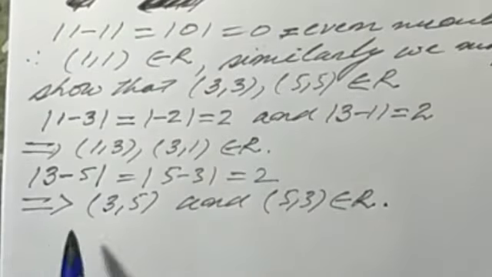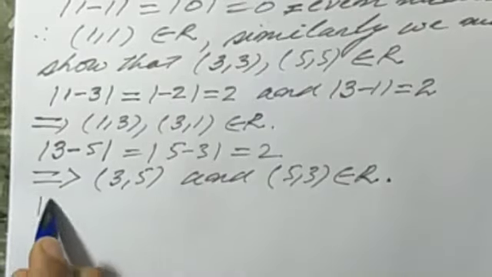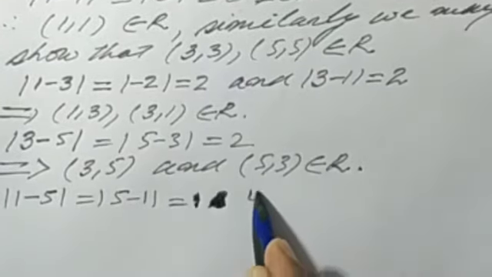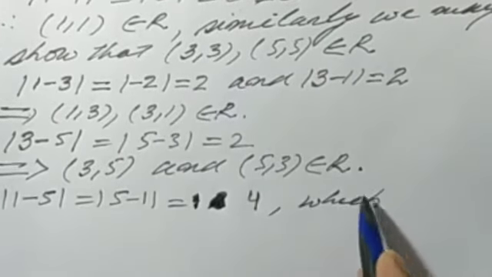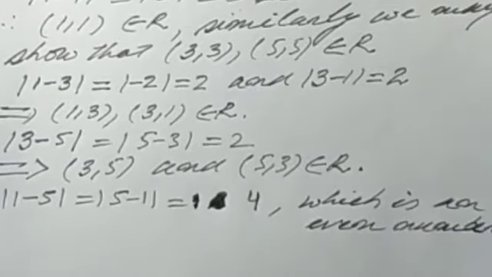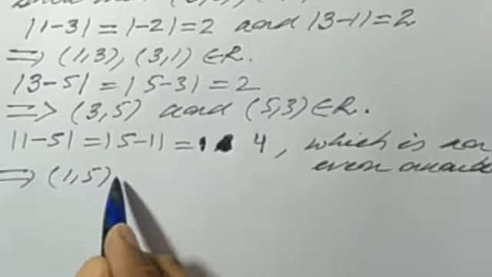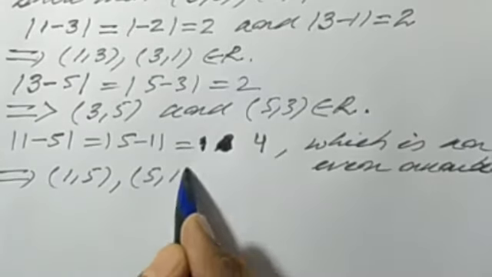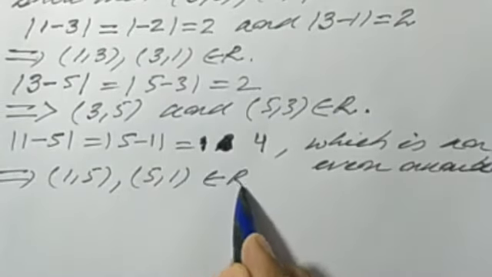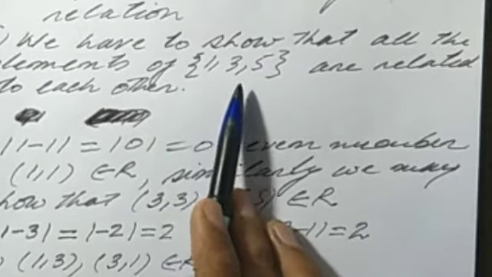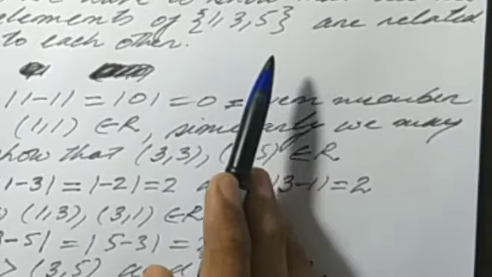Now let us take 1 and 5. So modulus 1 minus 5 is equal to modulus 5 minus 1 is equal to 4, which is an even number. So it implies that 1 comma 5 and 5 comma 1 both belong to R. So in this way we have shown that all the elements of the set 1, 3, 5 are related to each other under this relation.